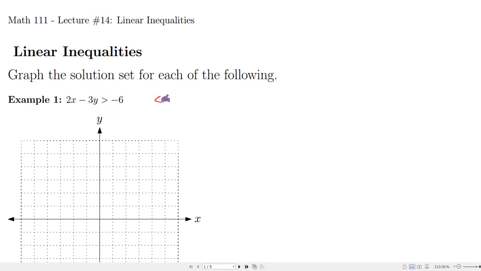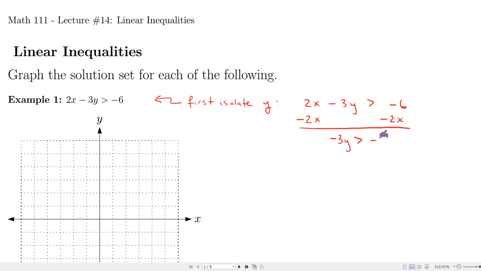So first, isolate y on one side, say the left side. Let's do that. So how do we proceed? 2x minus 3y greater than -6. We will subtract the 2x from both sides. We'll have -3y greater than -2x minus 6. And then now we have to divide both sides by -3.